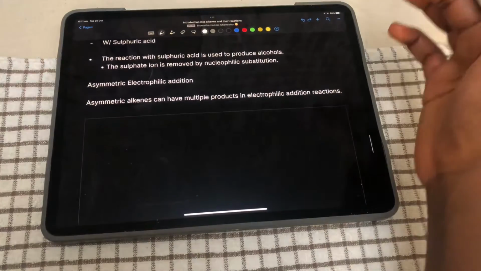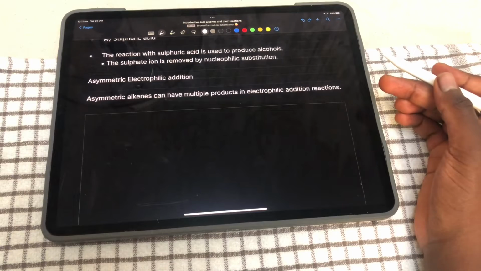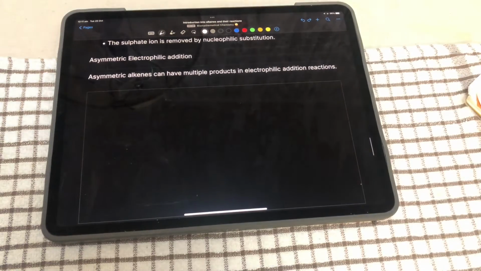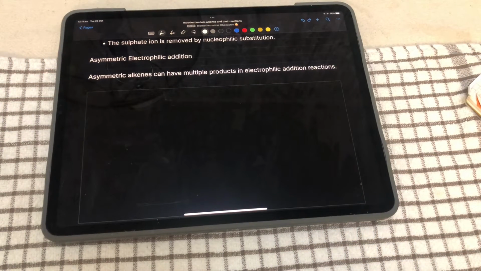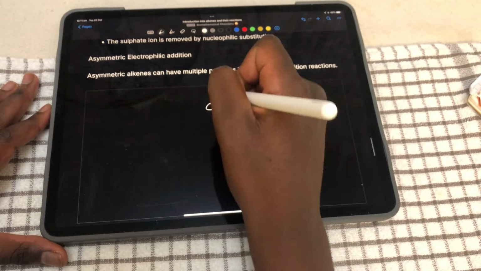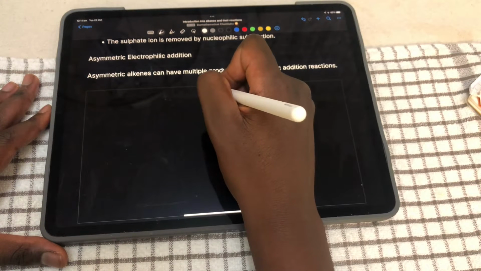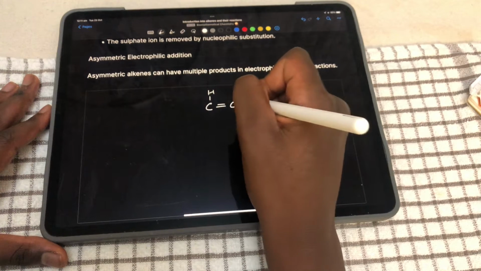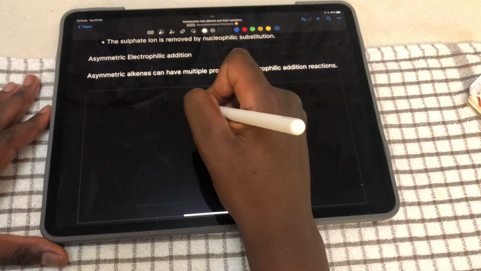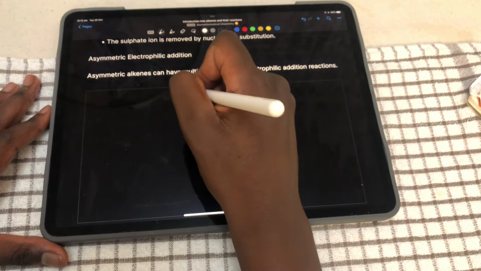So I've talked about symmetrical electrophilic addition, but there can also be asymmetrical electrophilic addition. Asymmetrical alkenes can have multiple products in electrophilic addition reactions. When I mean an asymmetric alkene, it's just any compound where it's not symmetrical on both sides. That's all it means. So, for example, propene. Propene is not a symmetrical compound. You see how it's not symmetrical on both sides?